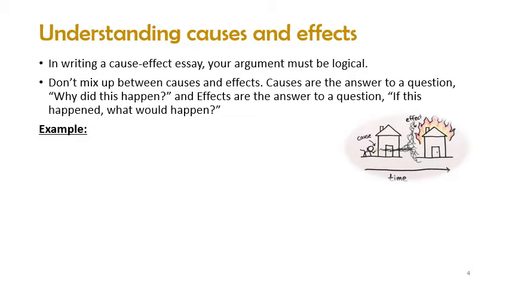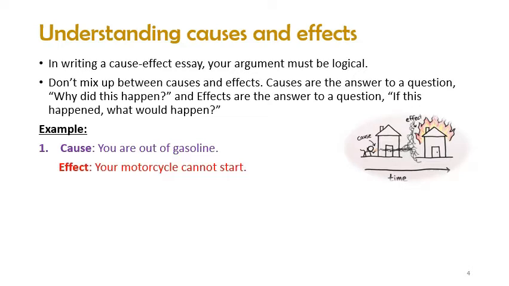Okay, let's take a look at these examples below. The first example is that you are running out of gasoline. Say, for example, you ride your motorcycle or drive your car, and then you run out of gasoline. That's a cause. So what is the effect of running out of gasoline? Your motorcycle cannot start. So this is quite straightforward: one cause, one effect.